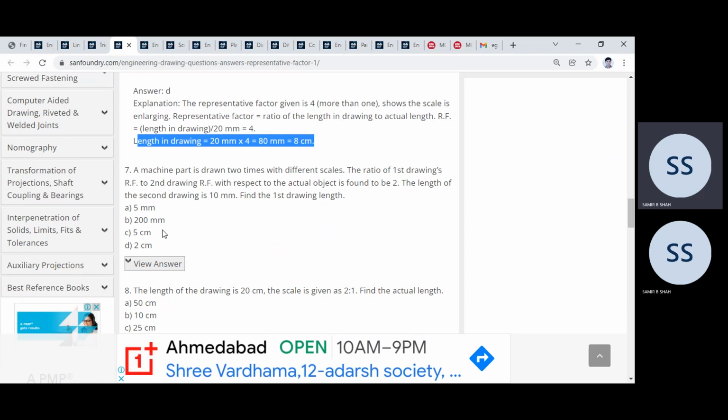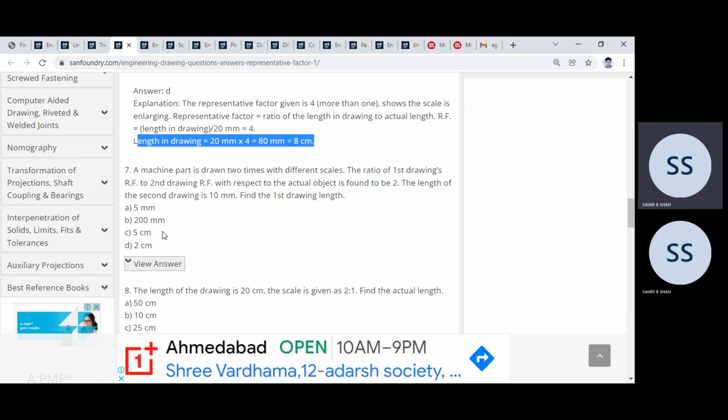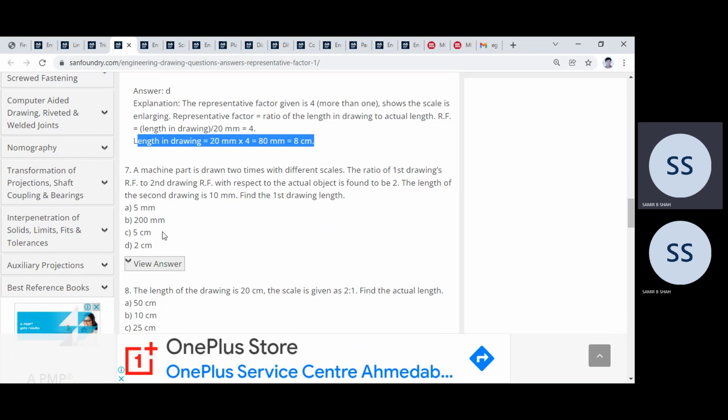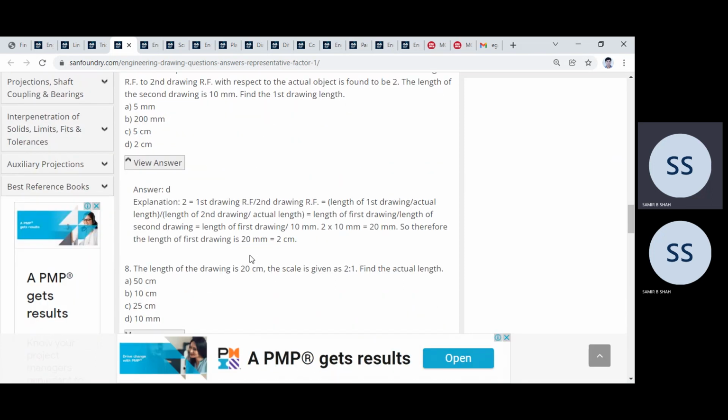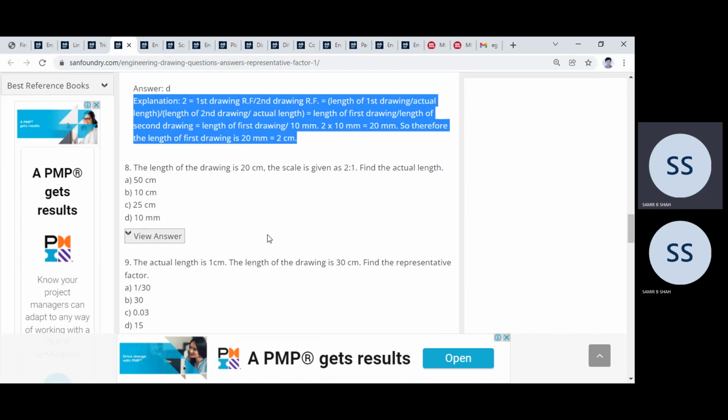Okay. A machine part is drawn 2 times with different scales. The ratio of the first drawing's representative factor to the second drawing's representative factor with respect to the actual object is found to be 2. The length of the second drawing is 10 mm. So what is the length of the first drawing? Okay, so it is given here. Please refer to this. As per the equation, you have to calculate in your mind, and you have to use one simple equation of RF, and the answer is 2 centimeter.